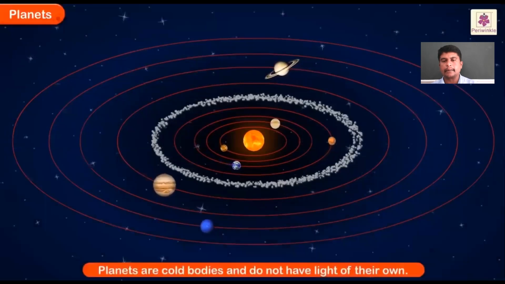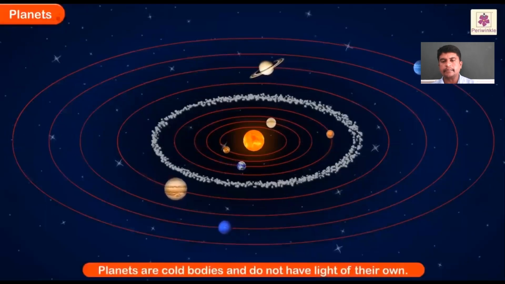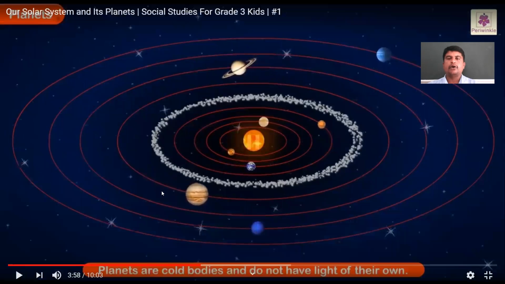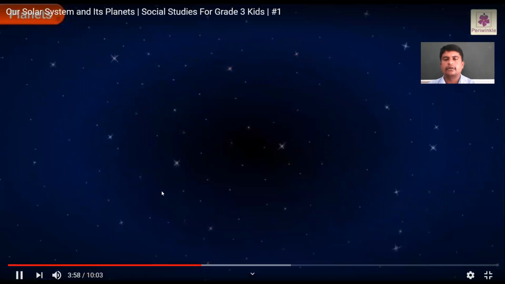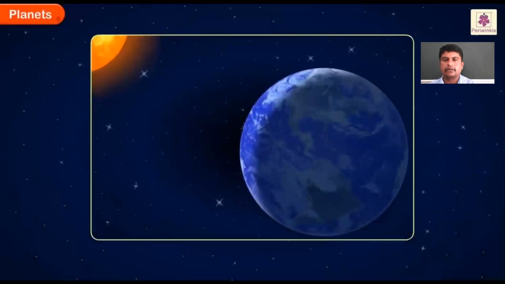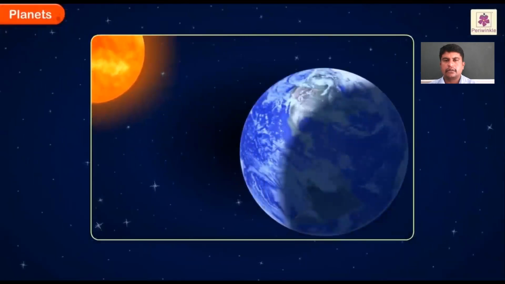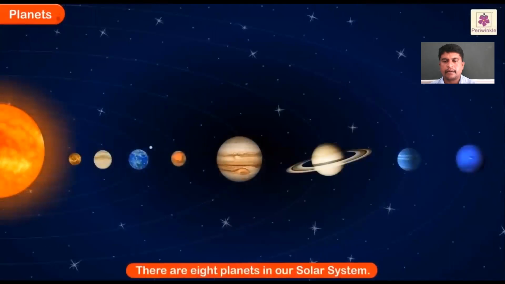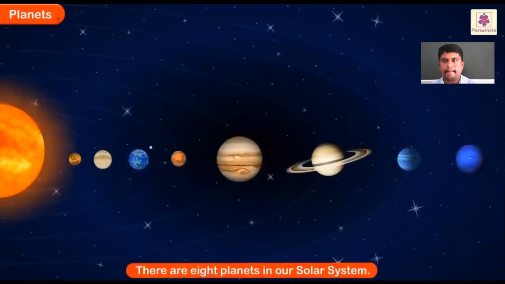Planets are cold bodies, and unlike stars, they do not have light of their own. Already I have explained to you, planets are very cold bodies. They don't have their own light. They just reflect the light of the sun. They can be seen only when a star illuminates them. There are 8 planets in our solar system.